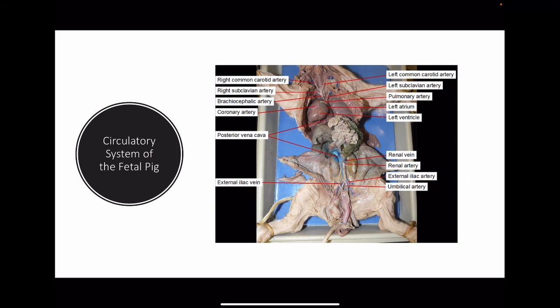All right, so here's a picture of the circulatory system in the fetal pig. And this shows all the important blood vessels and structures that we covered today. So you should be able to use this diagram and the dissection video that I posted on Blackboard to complete your manual activities.